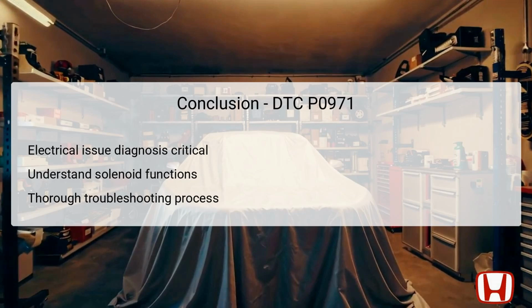In conclusion, diagnosing DTC P0971 requires a solid understanding of the electrical circuitry involved in the AT clutch pressure control solenoid valve C. This error code signifies an electrical failure rather than a mechanical one, making it imperative to focus on connections and wiring integrity throughout the troubleshooting process.